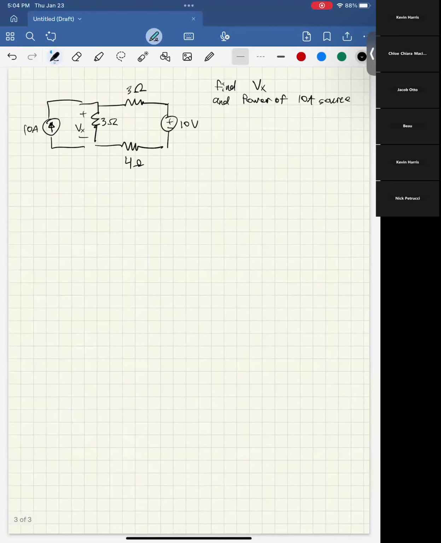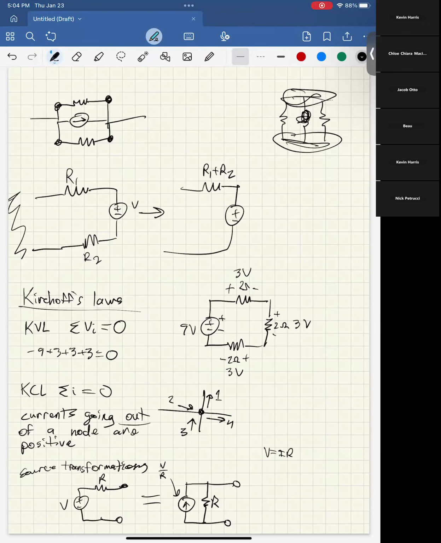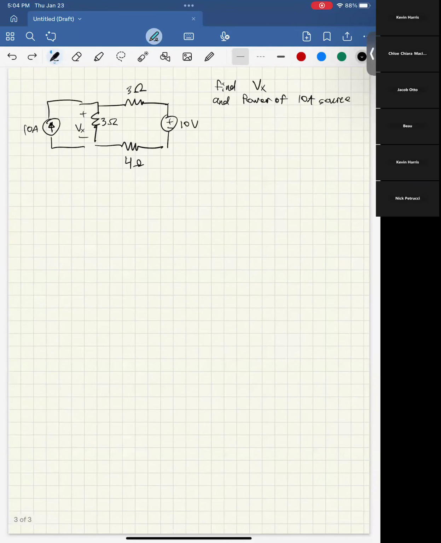Okay. So here, back to this question, it says find the power of the 10 amp source and find Vx. So when I see a question like this, the first two things you should always look at are Kirchhoff's laws and which one of them is going to be the most useful. That's probably what you're going to be doing here because you can't find anything here directly.